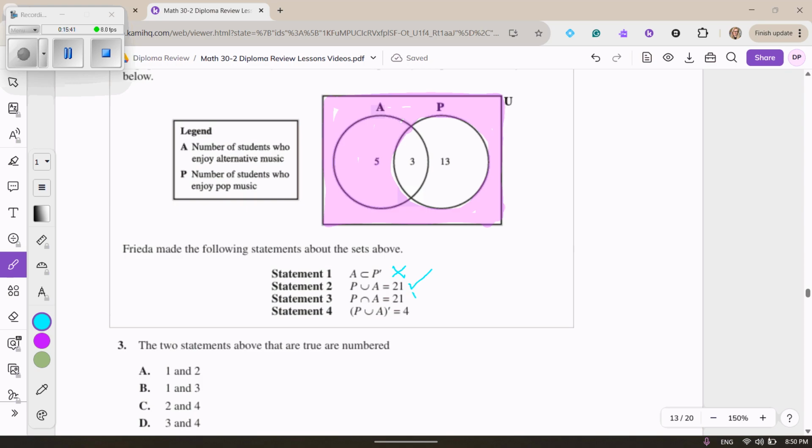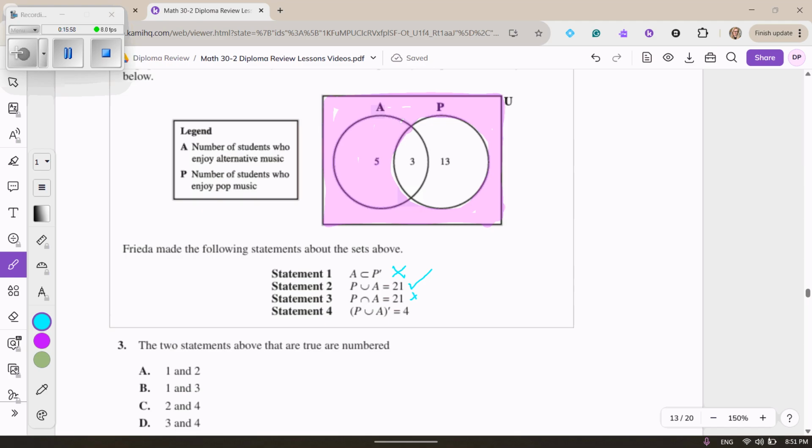Automatically, I can tell that that next one's going to be false because the intersection is not the same as the union. The intersection is going to be just 3, just the middle of those two sets because it's denoting and. And then the last one, hopefully it's a true statement.